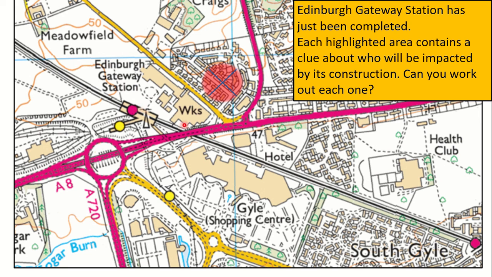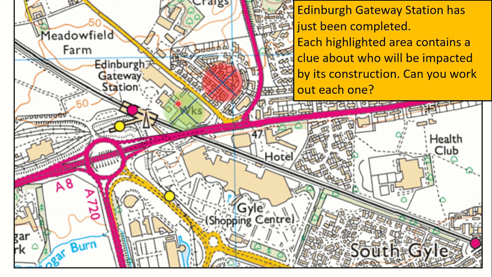Why is it good for these people living in these houses that there's a railway station there? Maybe they can get to work easier. Maybe they can get into the centre of Edinburgh more easily. Maybe they can go north into Fife more easily. There are lots of reasons why it's good they live right next to a railway station. Can you think of a reason why it might be bad that they live right next to a railway station?